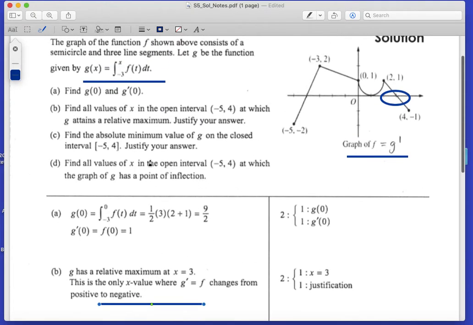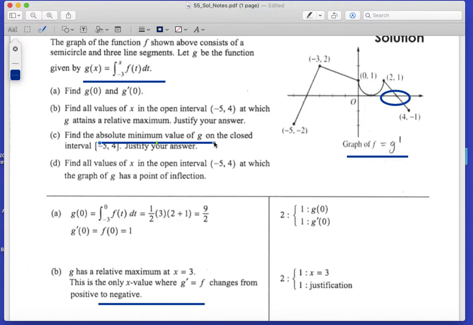All right, part C, find the absolute minimum of g. Okay, so that's different than a relative minimum. We need to find the absolute, which means we fall back on where can absolute minimums or maximums occur.